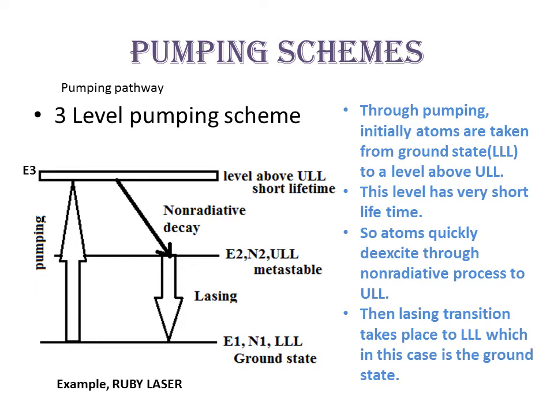We are not directly transferring the atoms from E1 to E2. If you did that, it would be a 2-level system, and that is not possible, because whenever we do the transition from E1 to E2, the atoms immediately de-excite and come down to the lower level. Actually only 50% of the atoms will be transferred from the ground state to the excited state if only 2 levels are used. That's why I told you a 2-level system is theoretically not possible.